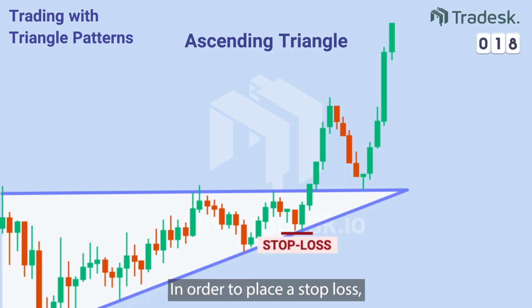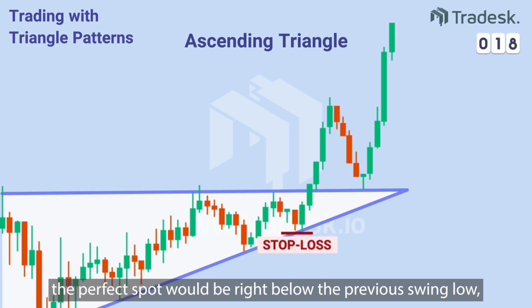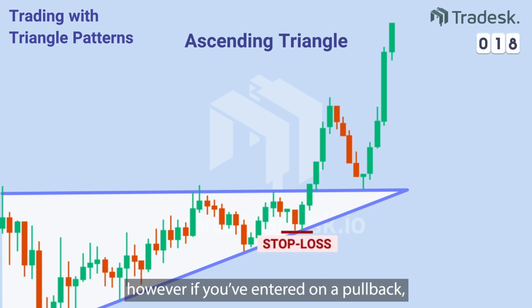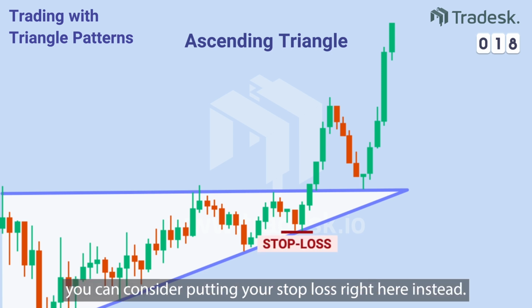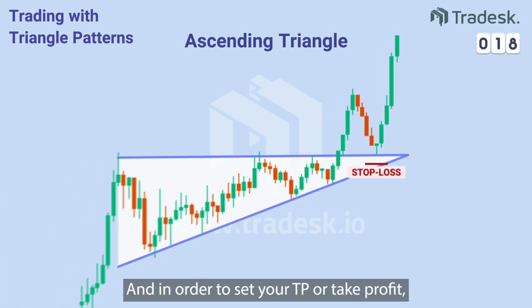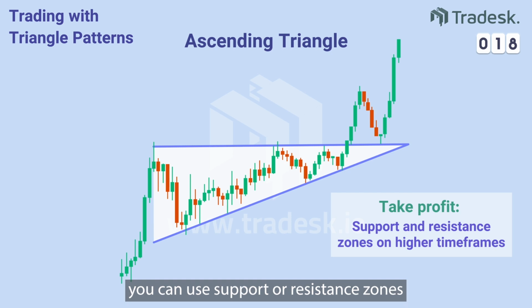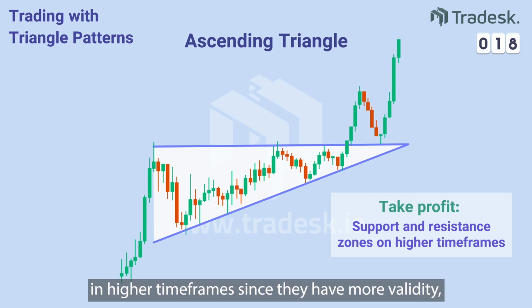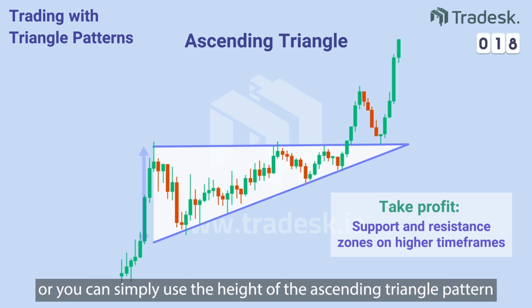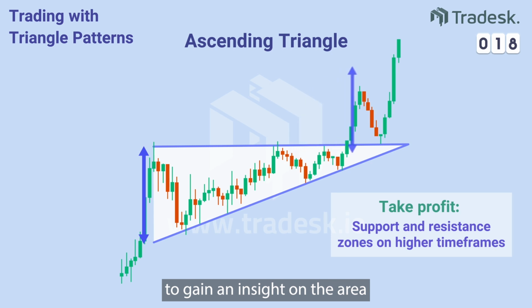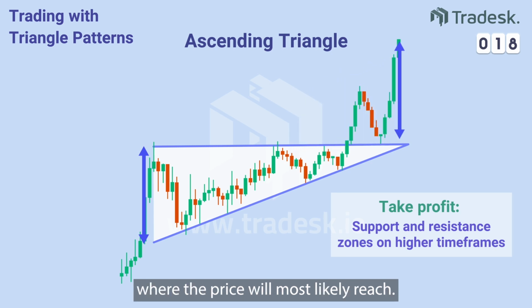In order to place a stop loss, the perfect spot would be right below the previous swing low. However, if you've entered on a pullback, you can consider putting your stop loss right here instead. And in order to set your TP or take profit, you can use support or resistance zones in higher time frames since they have more validity. Or you can simply use the height of the ascending triangle pattern to gain an insight on the area where the price will most likely reach.